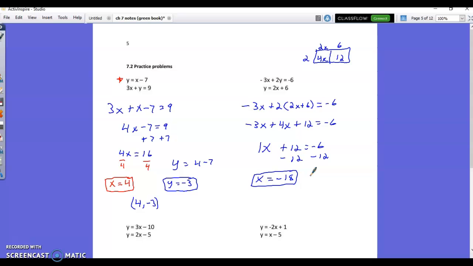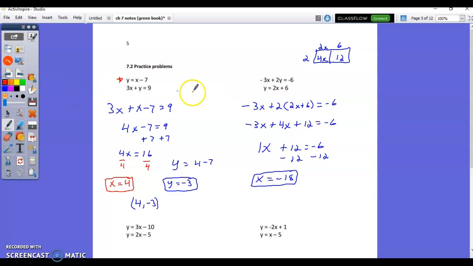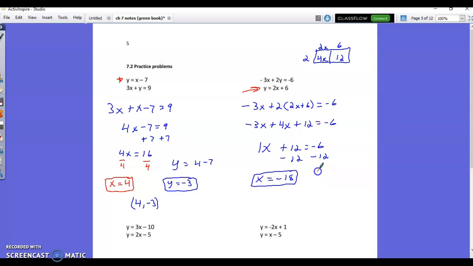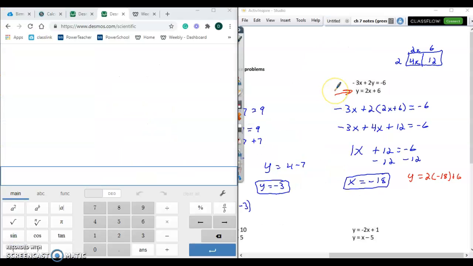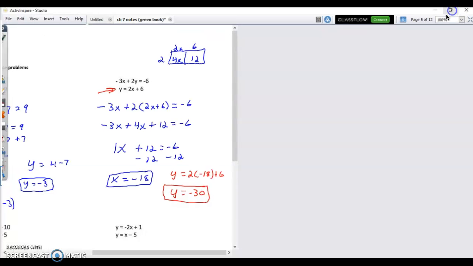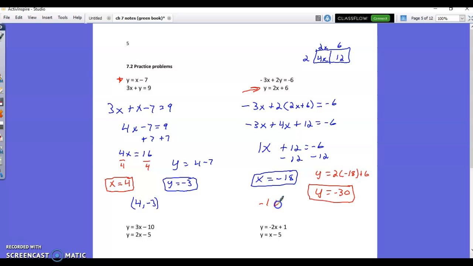Again, don't get exhausted at this point because you're almost done. You have to use one of these two. Y is already solved, so go ahead and use this equation. So y equals 2 parentheses negative 18 plus 6. And at this point, if you have your calculator handy, you just type that right into your calculator. So you can see I brought the calculator up here. So 2 parentheses negative 18 and then plus 6. That gives me negative 30. So my y equals negative 30. So there's my two answers. And again, we can use that as an ordered pair. Negative 18 comma negative 30.